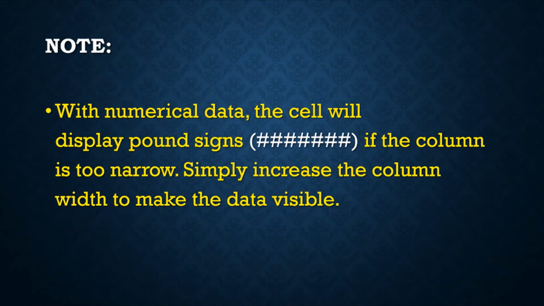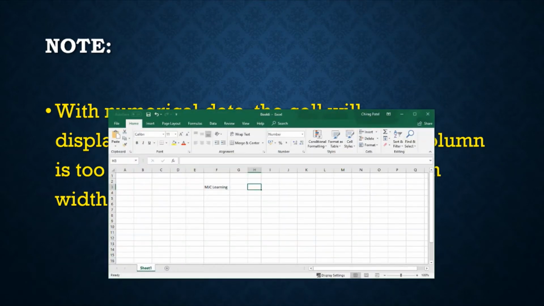Now let's see in the Excel sheet again. So in the Excel sheet, I am typing the number in cell H3 like 1, 2, 3, 4, 5, 6, 7, 8, enter. Now as you can see on the screen, the numbers are not visible properly. So what we have to do, adjust the column. Drag the mouse between H and I. Now release the mouse. Now you can see the number properly.